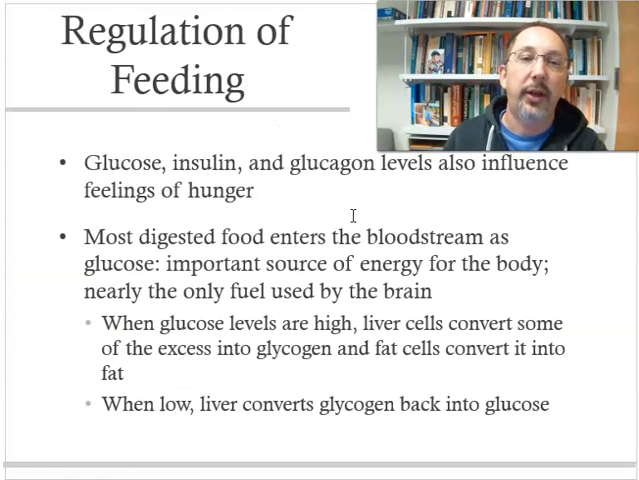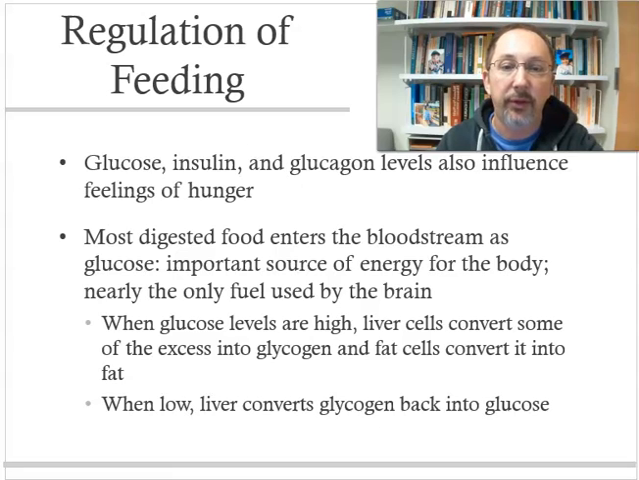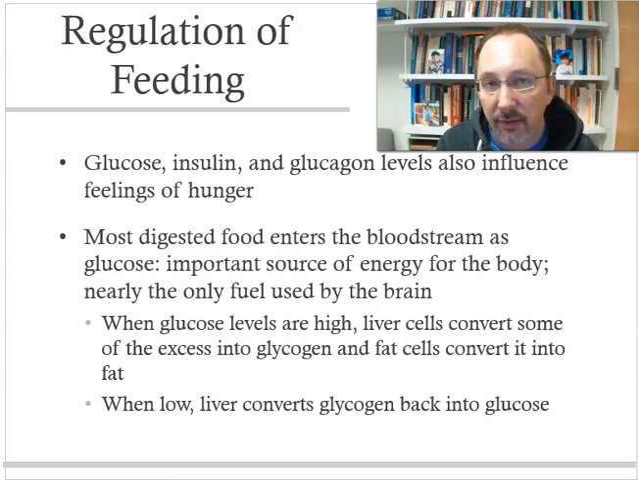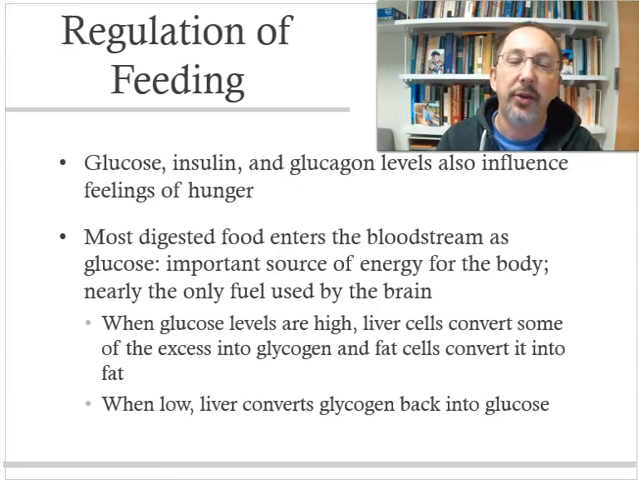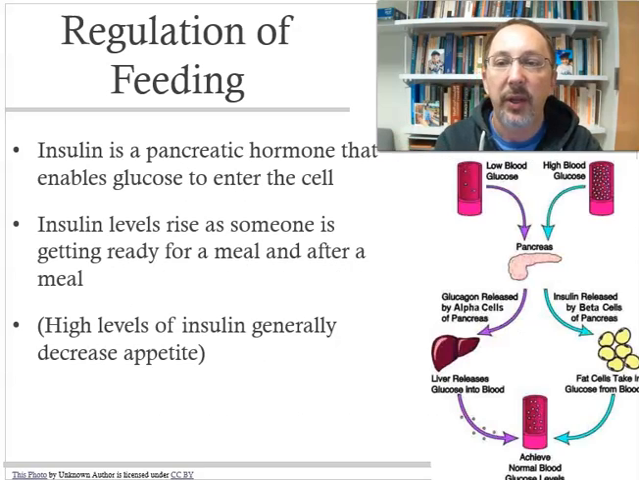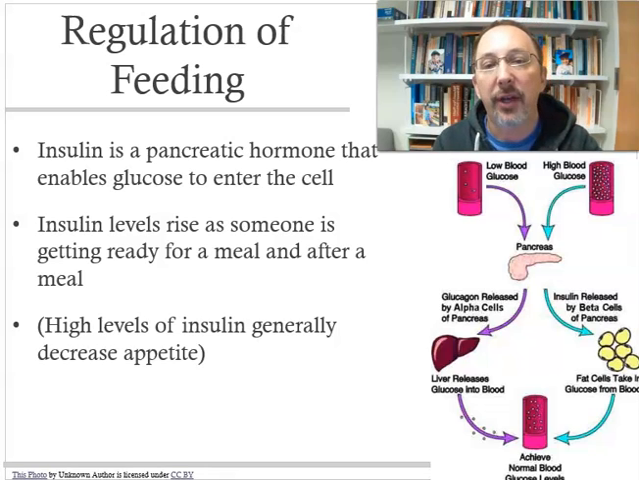Now, glucose, insulin, and glucagon influence feelings of hunger. So, most digested food enters the bloodstream as glucose. We need this. This is what our body and brain uses for energy. And when levels are high, the liver converts some into glycogen, and fat cells convert it into effectively fat. When low, the liver converts it back into glucose. And this is how you see the weight gain. It's the high intake which leads to that. Insulin allows glucose to enter the cell. And these levels rise not just when you've eaten or are eating, but also when you're getting ready to eat.